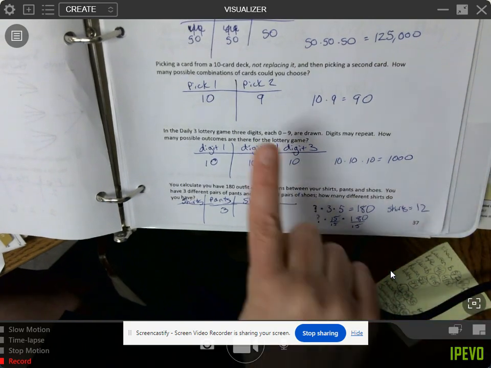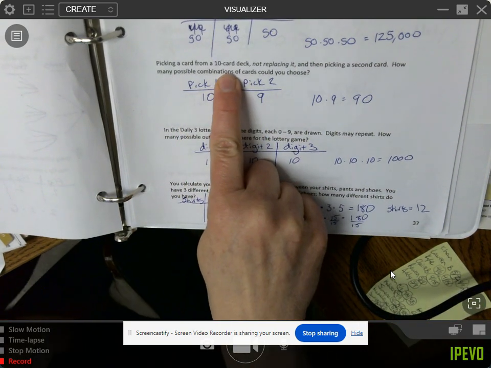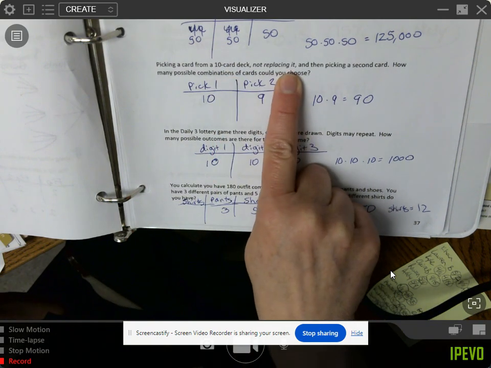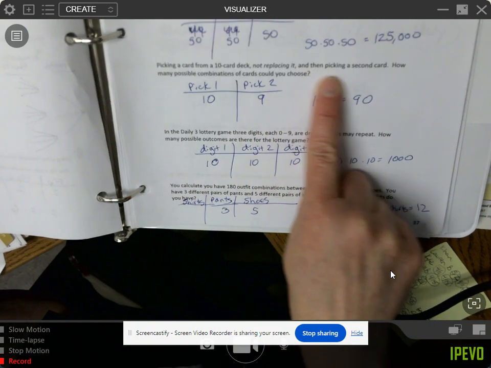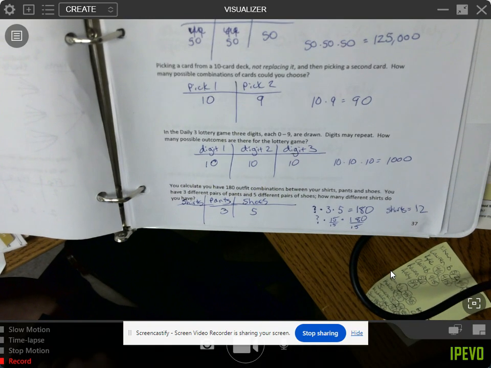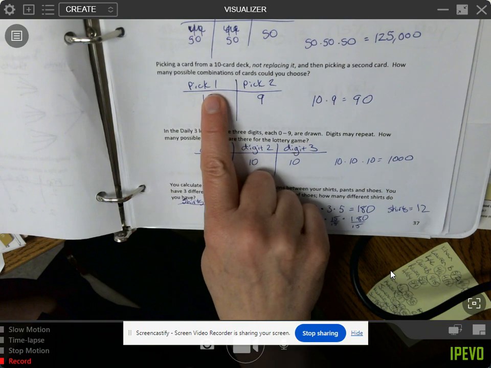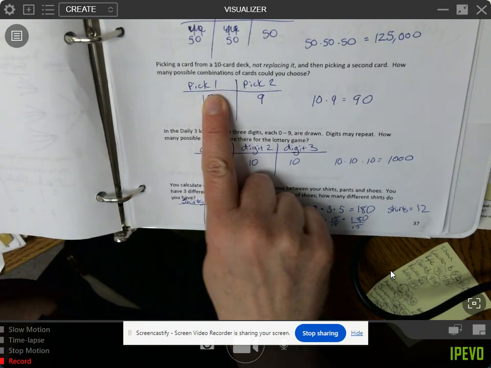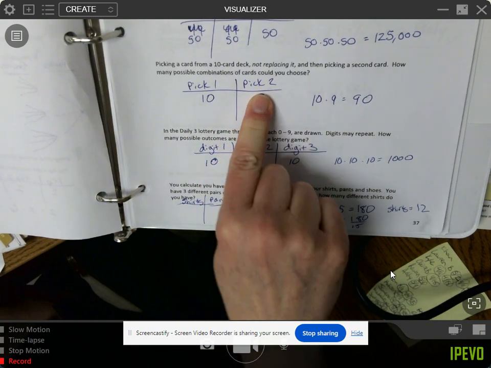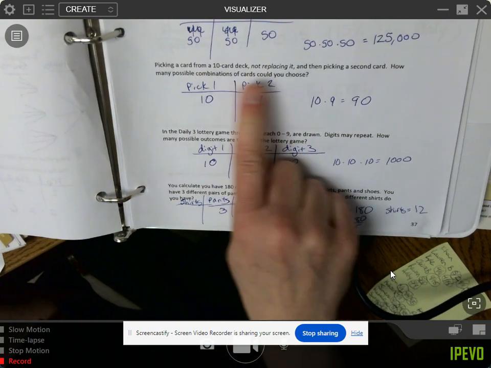Okay, now we're picking a card from a 10-card deck. And we're not going to replace our card, and then we're picking a second card. So I have 10 cards in my hand. I pick a card. That's my first event. I pick a second card. That's my second event. So I have 2 events, my first pick and my second pick.